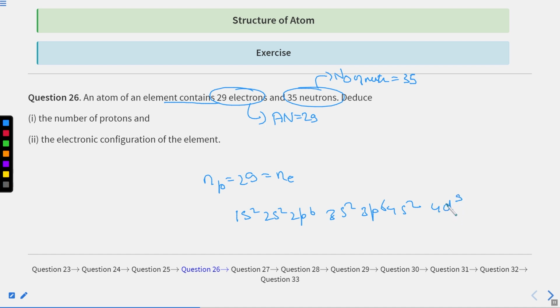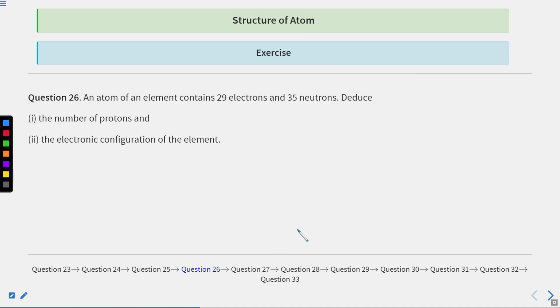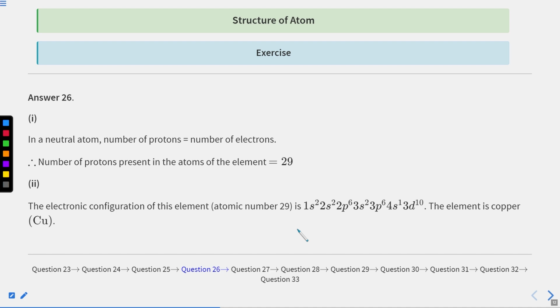Now which element has the electronic configuration of 3d9? So if you remember, scandium, titanium, vanadium, chromium, manganese, iron, cobalt, nickel, copper. So this is copper. You can also write it in this form, that is argon 4s2 3d9. So it is again written here, copper.